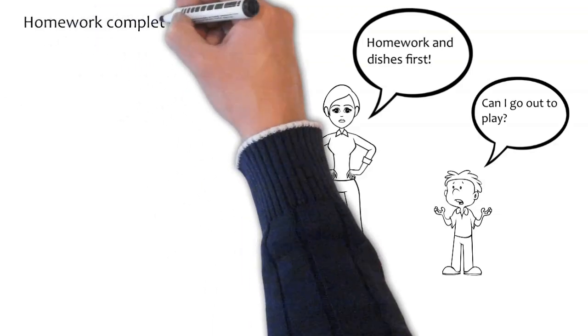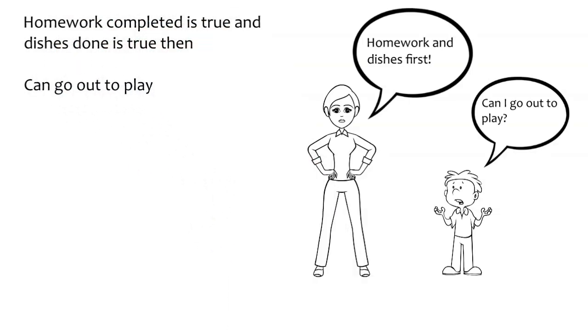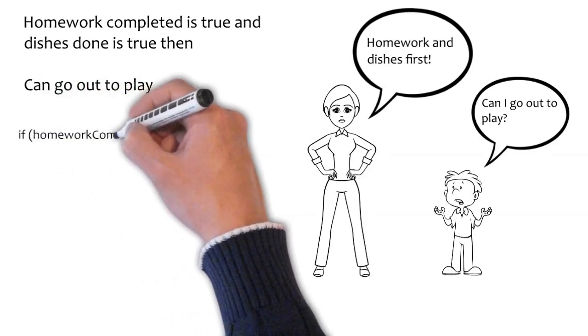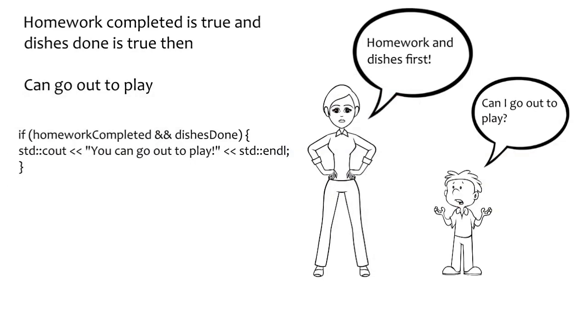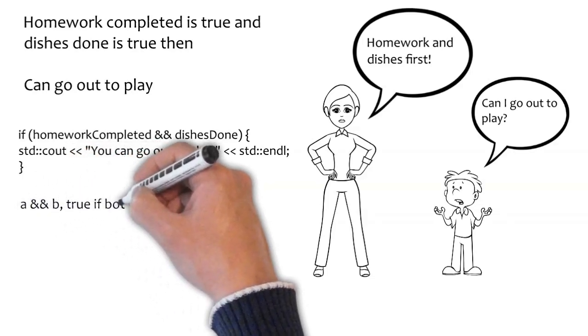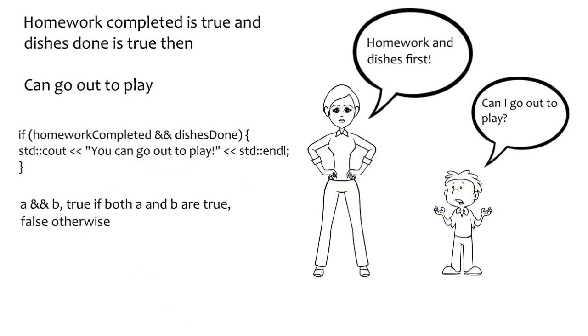In programming, it translates to both of these conditions must be true to be eligible to play. We would expect to write something like, if homework completed and dishes done, then print, you can go out to play. C++ uses double ampersand symbol instead of English AND word. The logical operator accepts two Boolean operands and returns true only if both the operands are true. If either of the operands is false, it returns false.